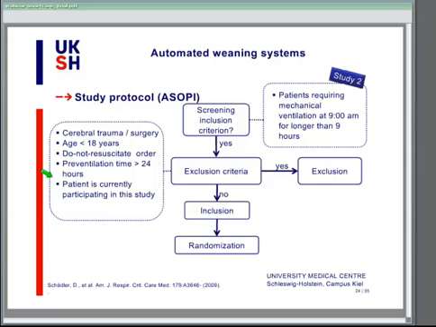So all the patients that fulfilled the inclusion criteria and did not fulfill the exclusion criteria were included and randomized either to be weaned with SmartCare or to be weaned according to our weaning protocol.